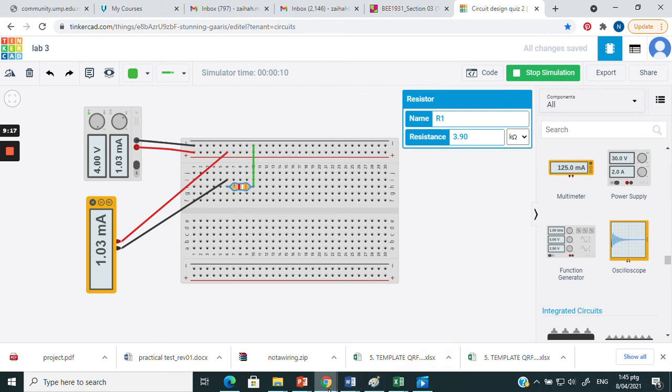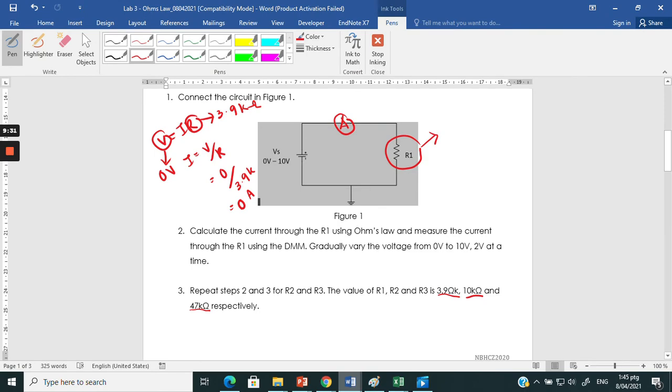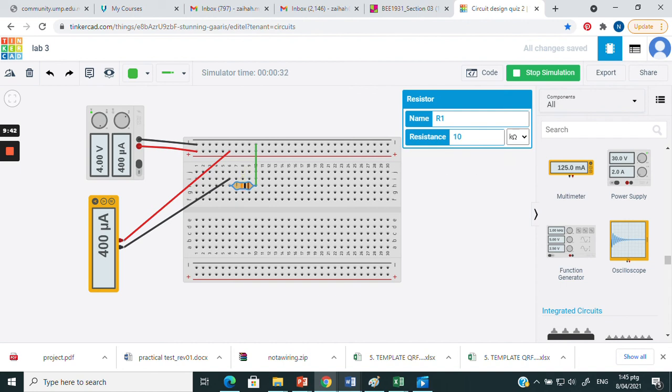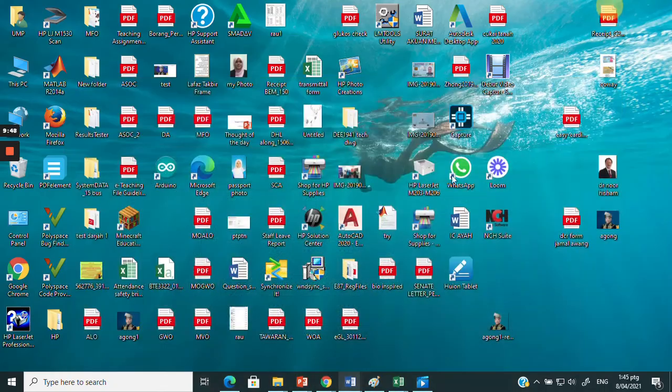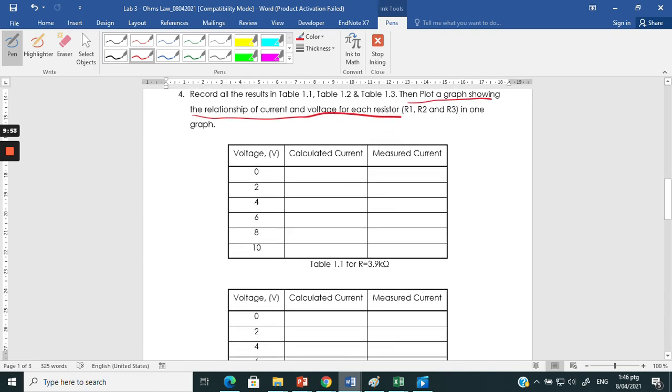Next is repeat the experiment again with the resistor value of 10k. Look at your lab sheet, right? Okay, correct, 10k. And repeat again the value from 0 volt to 10 volts, and after that change the resistor value to 47k and repeat again the experiment. So you will get all the measured current here and the calculated current you should put here.